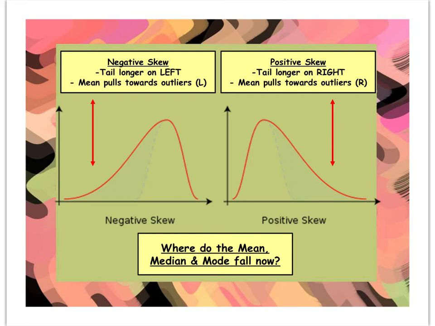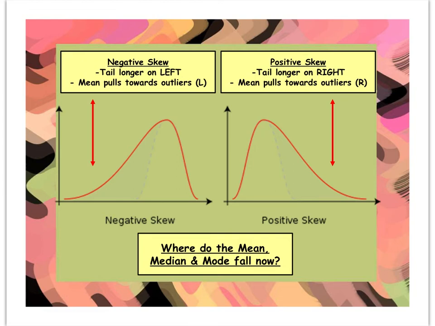So the mean is going to be over here in the positive skew. It's not going to be that far over, but it's going to pull towards the outliers. The median will be unaffected. The median is still going to be the shortest distance between all points.